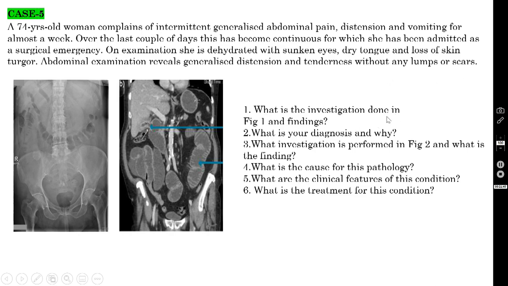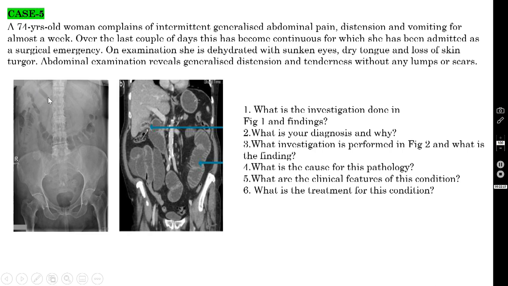So what is the investigation done in figure 1 and the findings? This is a plain X-ray abdomen. You are seeing a rounded opaque shadow here, and you are seeing dilated small bowel, and you are seeing gas in the portal vein also here, portal system. So extrahepatic biliary radicals, in the CBD, you are seeing the gas.